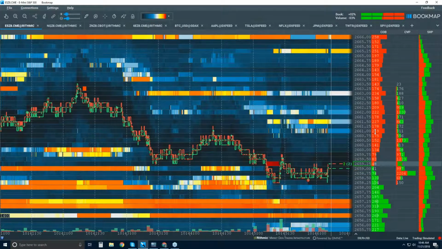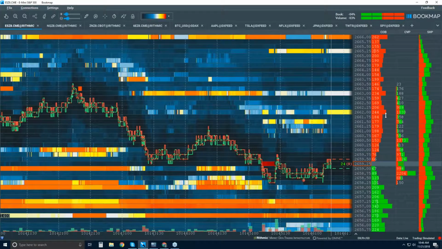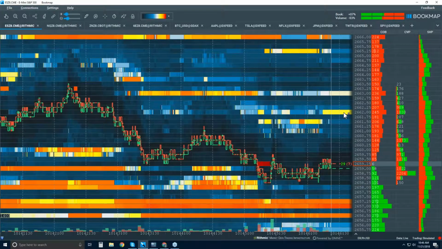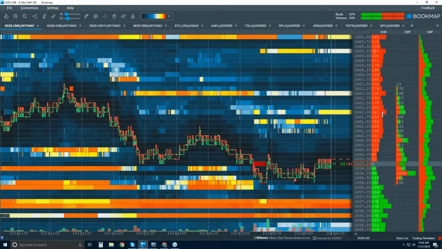Now, these numbers are always changing, as you can see. What we do in Bookmap is we take these numbers and we transform them into a heat map. So that's a graphical representation of the numeric values in the order book. That's all it is.